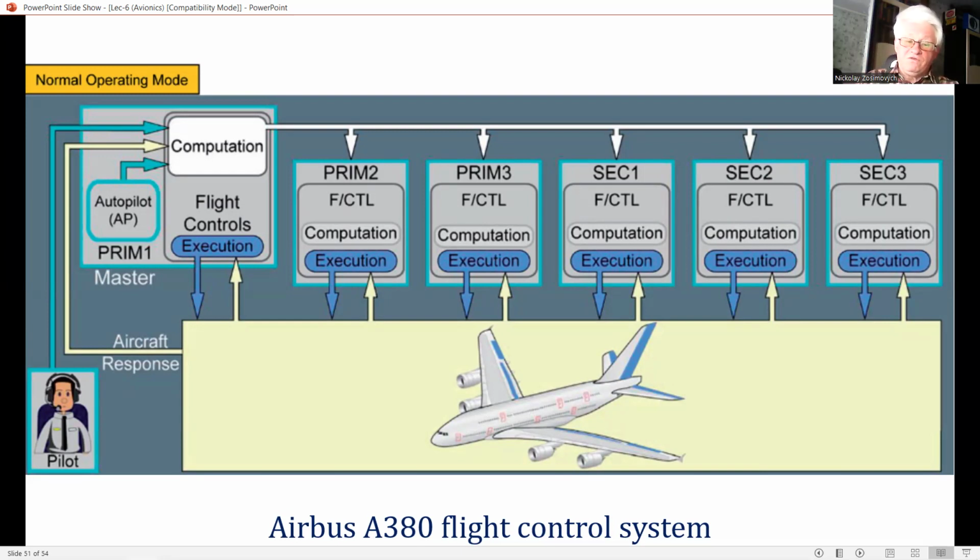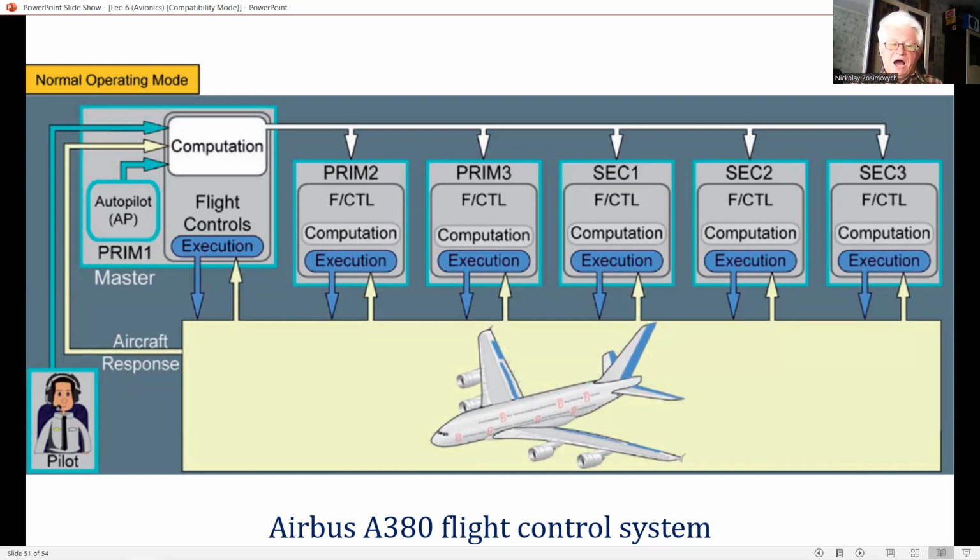The flight control functions are exercised through the PRIM and SEC computers as shown in this figure. One of the PRIMs is a master computer and carries out the computation function. It computes the control surface deflection for the aircraft to respond to the pilot or autopilot commands in an optimal manner from the appropriate control law, and the aircraft feedback from the ADIRS.